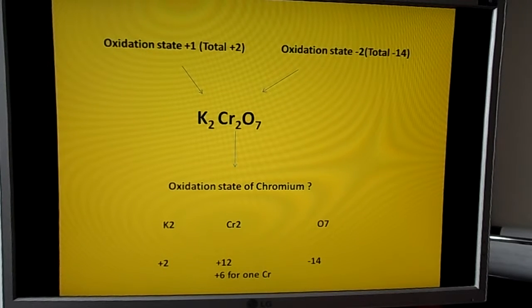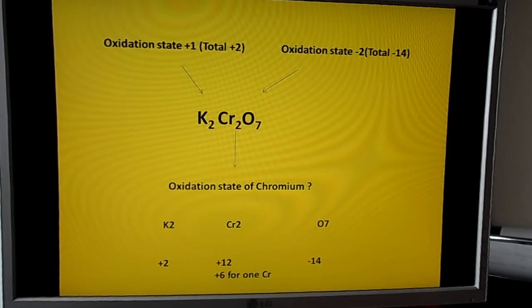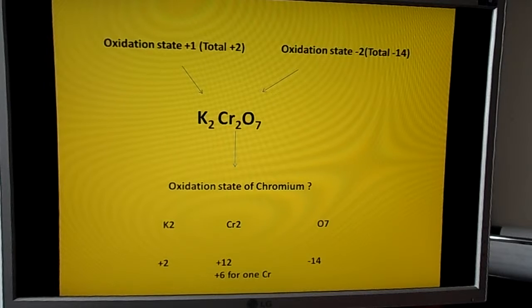This is again shown diagrammatically. K2Cr2O7, oxidation state of potassium plus 1, oxidation state of oxygen minus 2. So we get a total of plus 2 charges, and a total of minus 14 charges. So if we do the simple math, it comes out to be plus 12 to make it neutral. So plus 12 for 2, and 1 for 6 for chromium, 1 chromium. So this is how I explain the oxidation states of potassium, manganese and chromium in these two compounds.